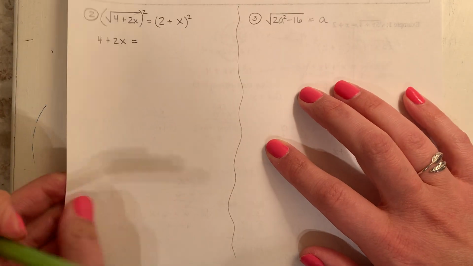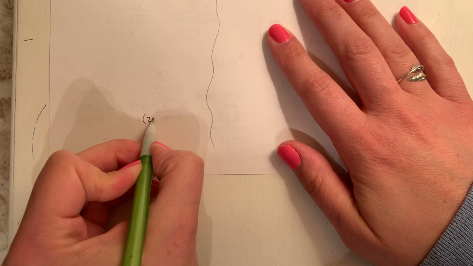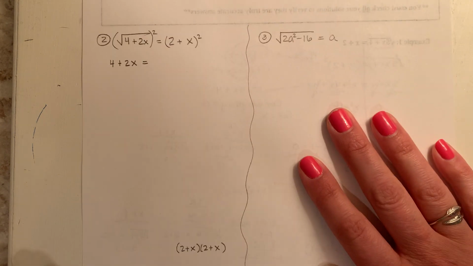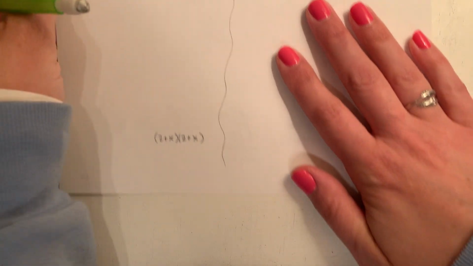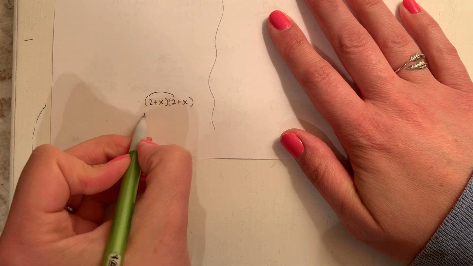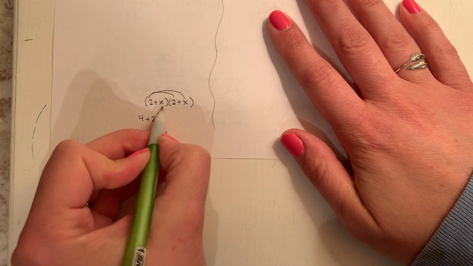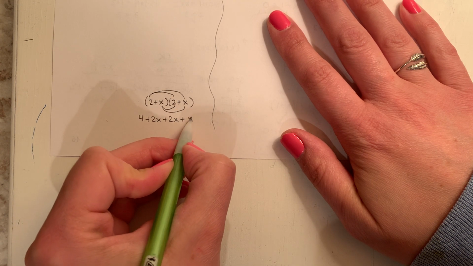Let me do that all the way at the bottom of my paper because I don't have a ton of room over here. So we had 2 plus x times 2 plus x. Okay, just like that. 2 plus x squared turns into 2 plus x times 2 plus x. All right, here we go. 2 times 2 is 4. 2 times x is 2x. x times 2 is another 2x. And x times x is another x squared.